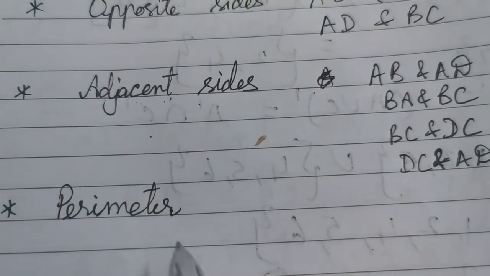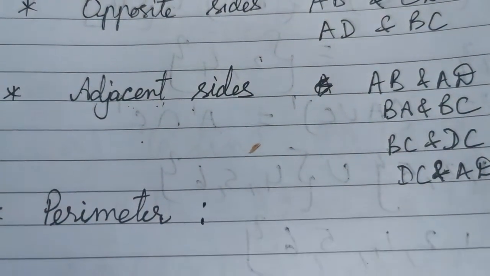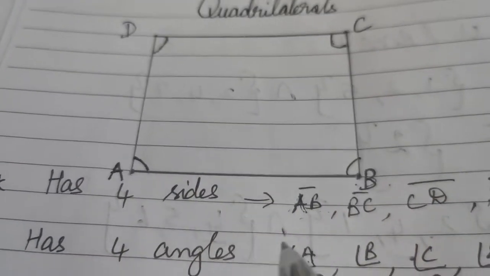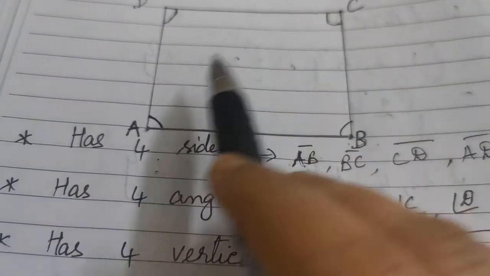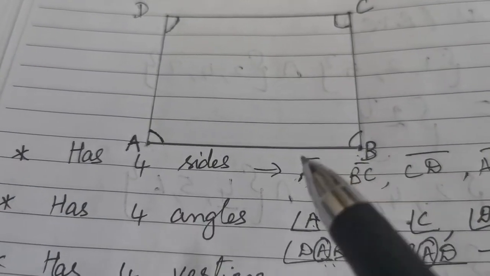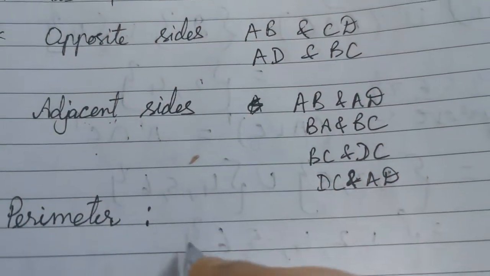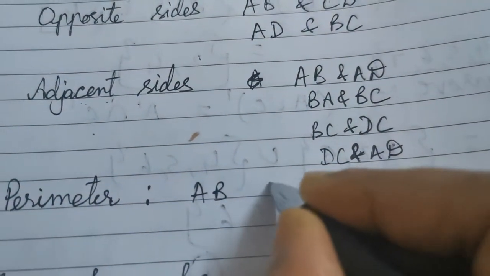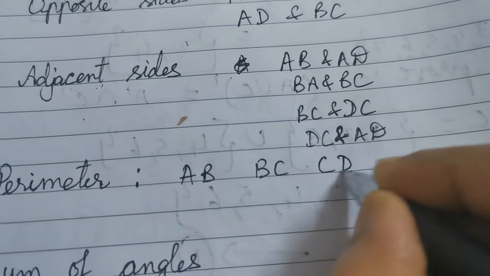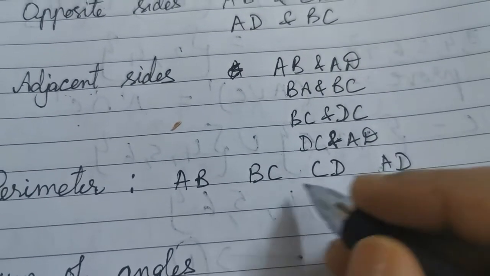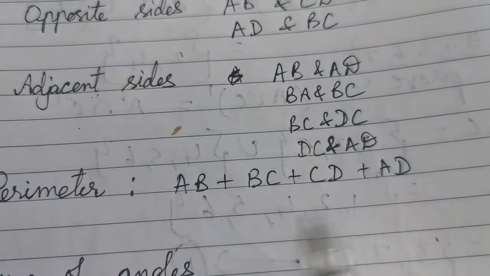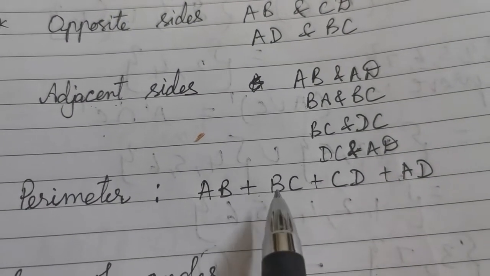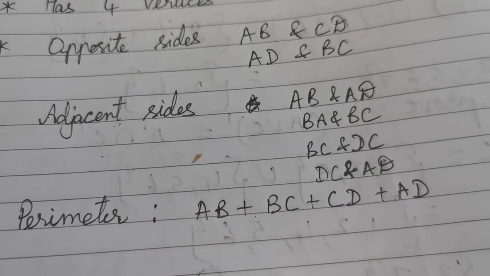Next is about the perimeter of a quadrilateral. We know that a quadrilateral has four sides. Perimeter means the sum of all the sides. So when we add all the four sides, the result which we get is the perimeter of the quadrilateral. So my four sides are AB, BC, CD and AD. So when I add the measurement of the four sides, the sum gives me the perimeter.